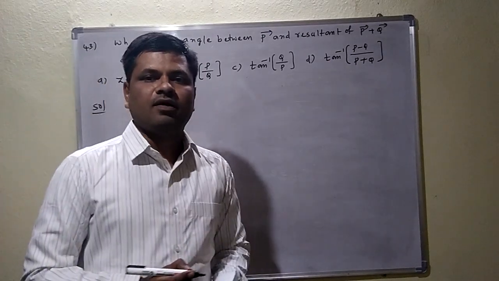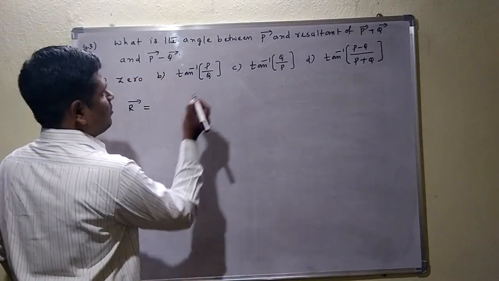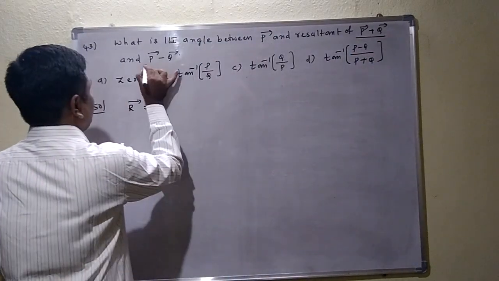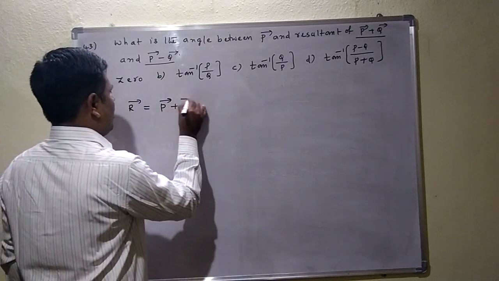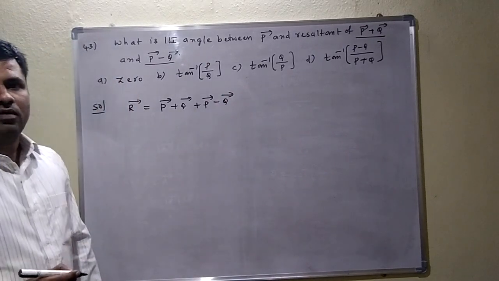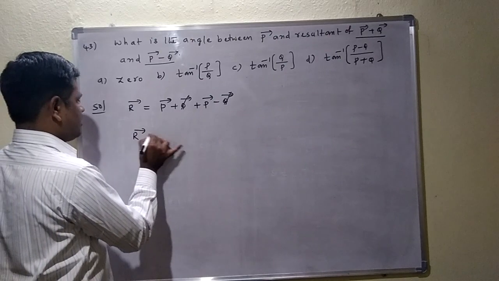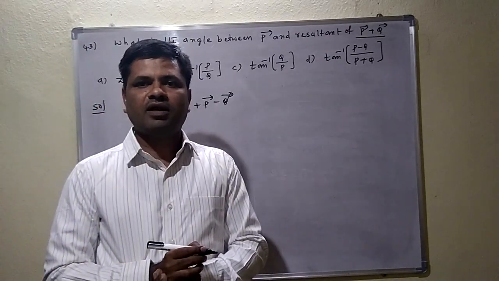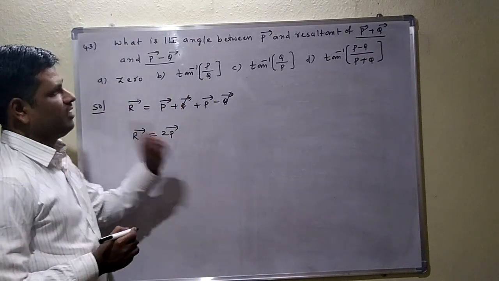Here, according to the parallelogram law of vectors, R bar can be written as the sum of two vectors. These two vectors I consider as P bar plus Q bar and P bar minus Q bar. So here we get P bar plus Q bar plus P bar minus Q bar. Right? Here minus Q bar plus Q bar cancel. R bar is equal to 2P bar. This is the resultant of P bar plus Q bar and P bar minus Q bar. See there, this is the resultant of that one.